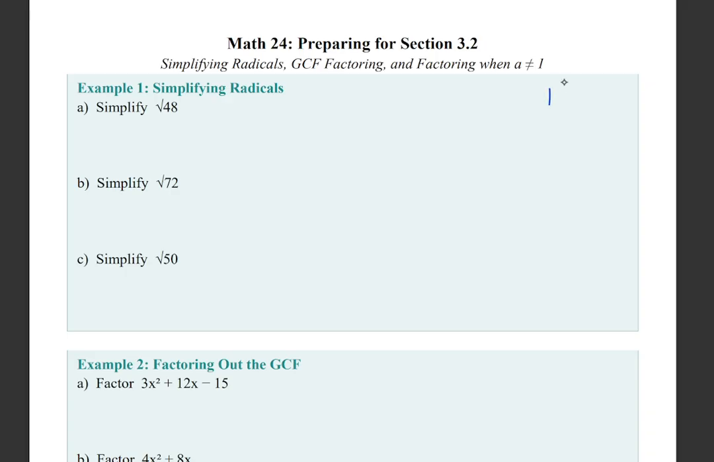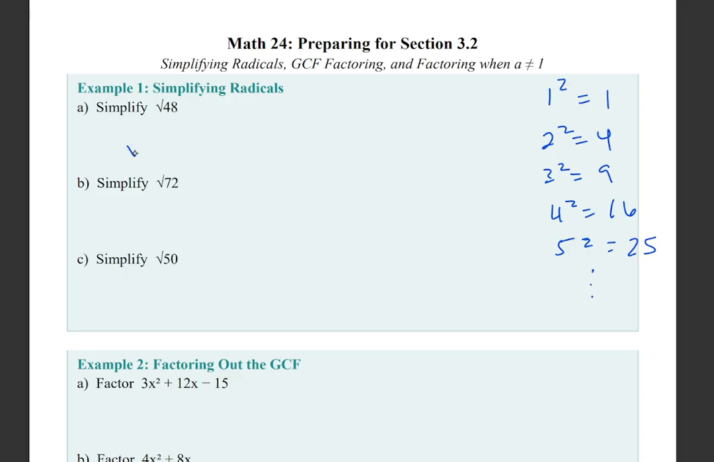And the squares we know of are 1 squared, which is 1, 2 squared, which is 4, 3 squared, which is 9, 4 squared, which is 16, and 5 squared, which is 25. And this list keeps going. And so those are just some of the ones to have in mind. So when I look at 48, I think, well, 4 goes into 48, but also 16 goes into 48.